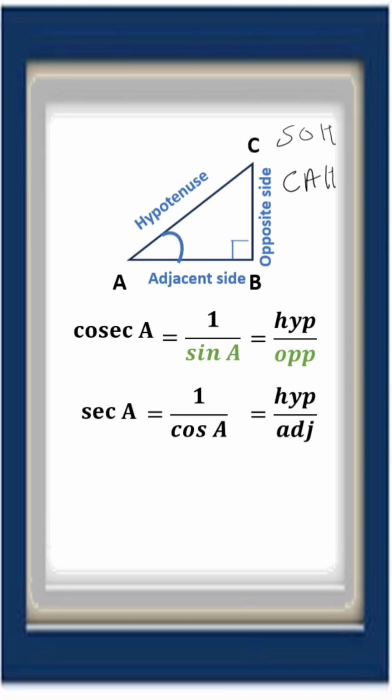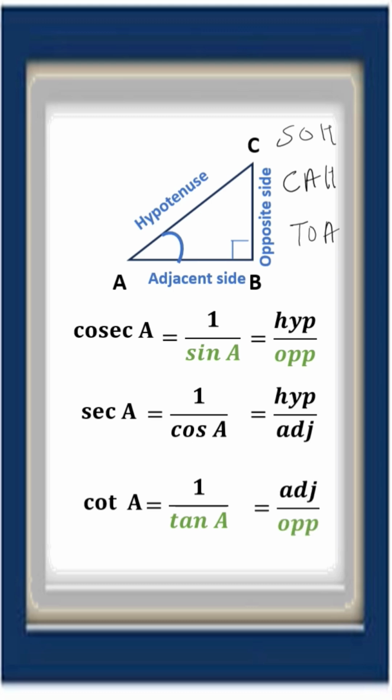Reciprocal ratio of tan A is cot A. So cot A is equal to 1 by tan A. Toa stands for tan A. Tan A is opposite by adjacent side. So cot A is equal to adjacent by opposite side. If you are not happy with this mnemonic Sohcahtoa, I will give another. Opposite side, hypotenuse, adjacent side will be there anyhow.